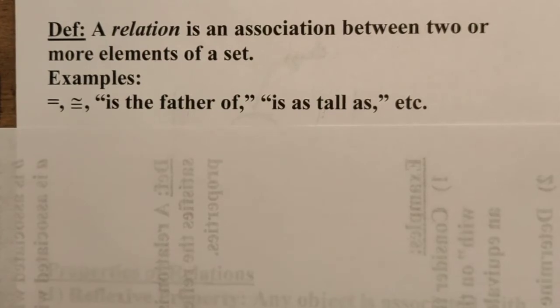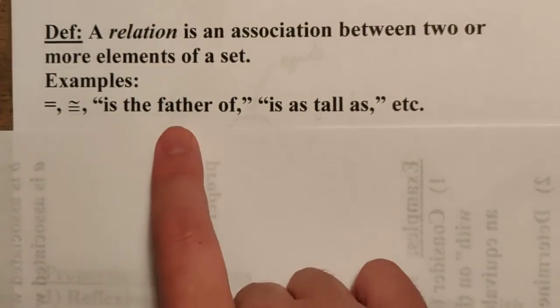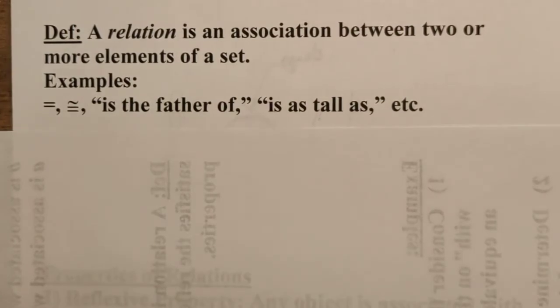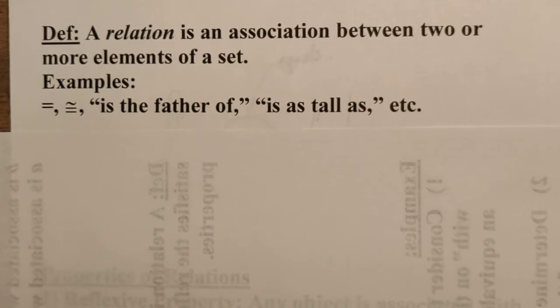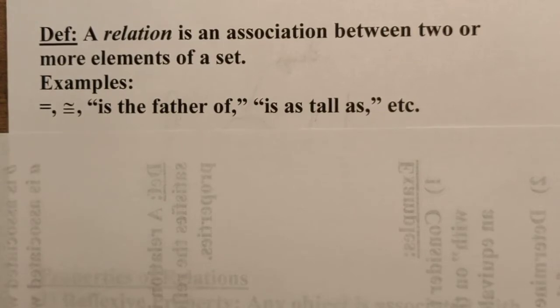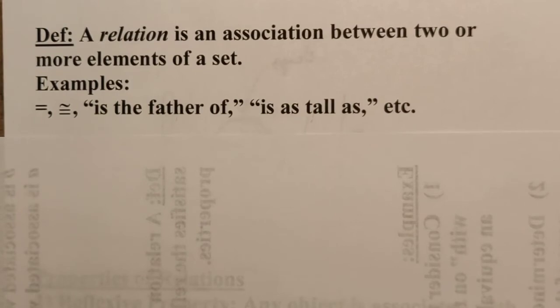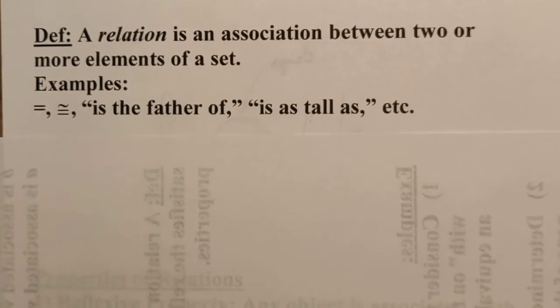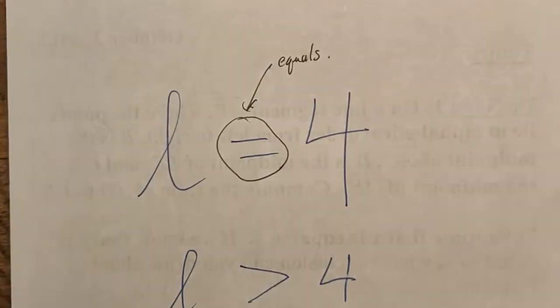Now, of course, relations don't have to be purely mathematical. They can also be other sorts of relations. So, for instance, is the father of between two people? We can say that that is a relation. Is as tall as between two objects. Two objects can be related if one is as tall as the other. So, basically, in its most general form, a relation is just associating two objects with one another. Now, there are specific things that are going to go on when it comes to these sorts of relation things, and I'm going to talk about that shortly.